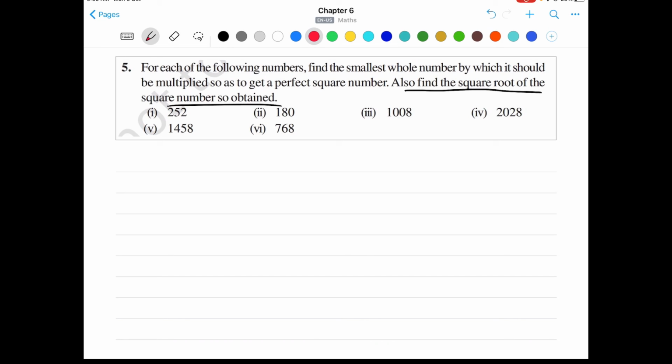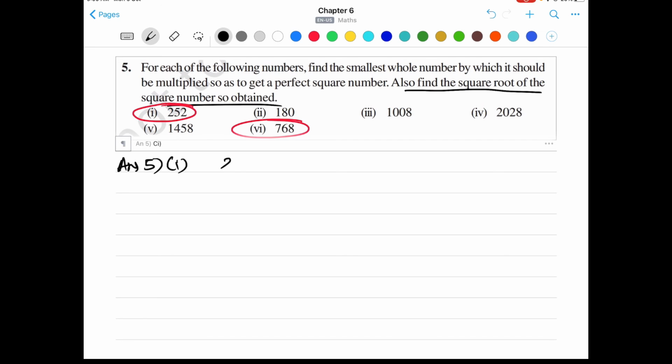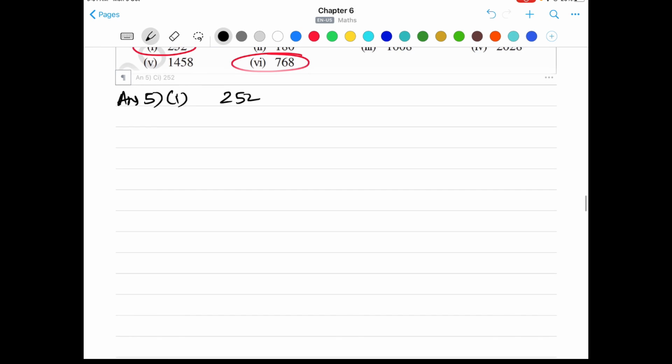I will do 2 parts of this question. Let's do the first and the last one, the remaining will be done by you. So that is answer number 5. Part 1, we have the number 252. The first step is to find the prime factors of this number. Let's find its prime factors.